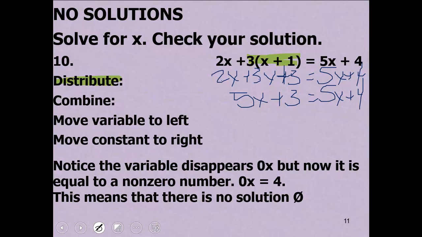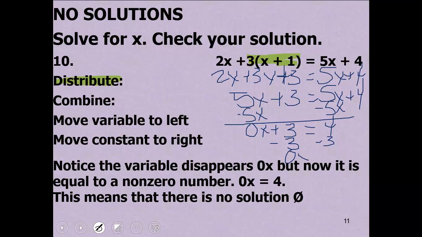All right? Now, at this level, if you look at it, if I take a number and I multiply it by 5 and then I add 3, am I ever going to get the same answer as when I take that same number, multiply it by 5 and add 4? No. All right. But if that's not intuitive to you, move your variable to the left. Okay. So I have 0x plus 3 is equal to 4. Move the constant to the right. And this says that 0x is equal to 1.